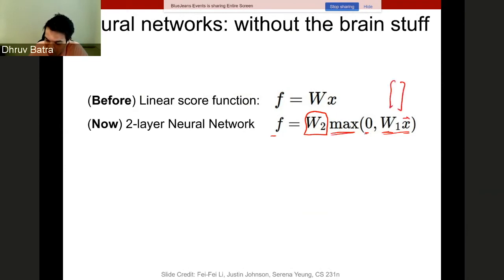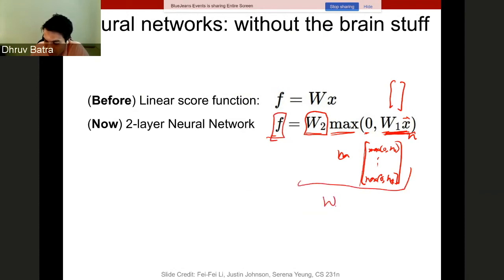So really what a max of 0 with a vector means is that we will proceed element-wise. So if this is H, then it is max of 0, H1, up to max of 0, HD, and so on. So I'm doing an element-wise comparison of this matrix multiplication with 0. That gives me a new vector, and I'm multiplying that by W2. So quick question: is this a more expressive model class? Can this operation be represented by a W3 X as well? This is a more expressive model class.